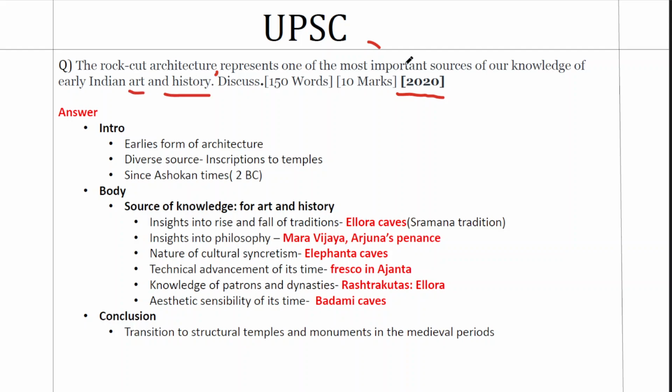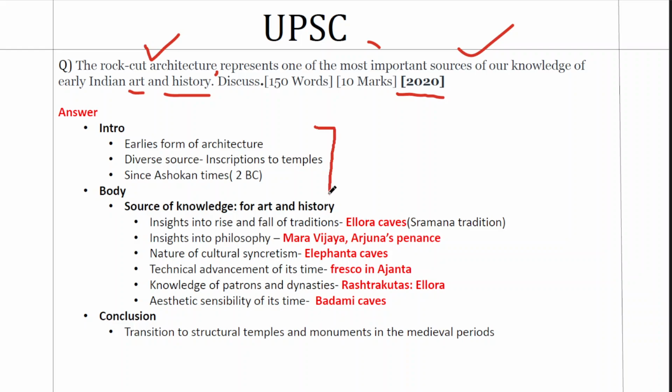This is not the first time that UPSC is asking questions like this. Very often we have a factual element and an analytical element in questions, and this is yet another question in the same format. So we have to extract elements of art and history from rock-cut architecture.